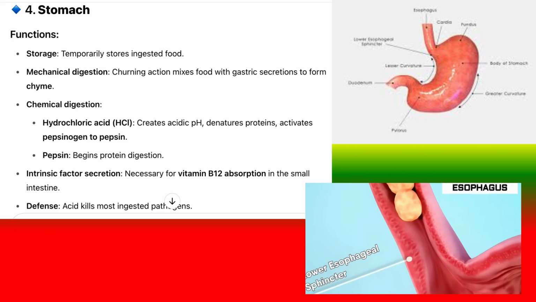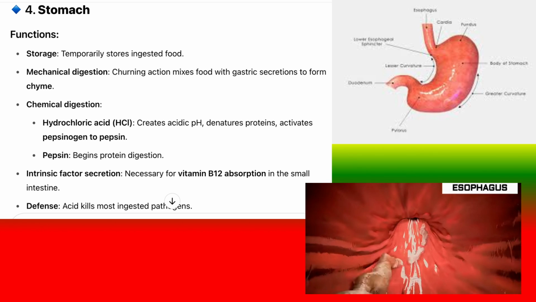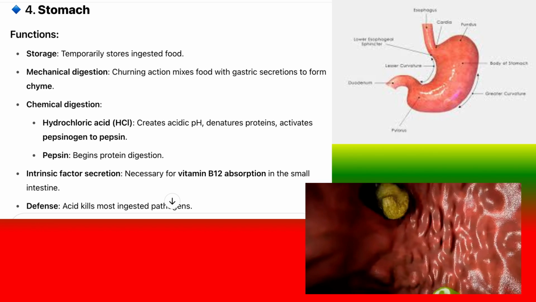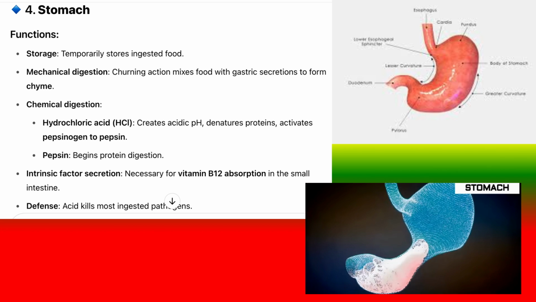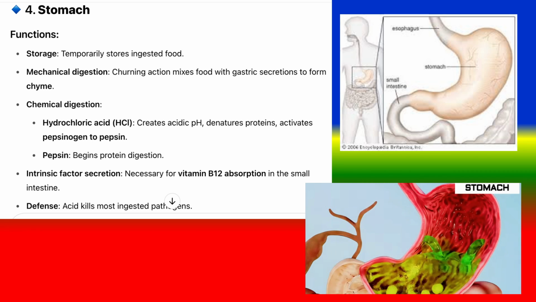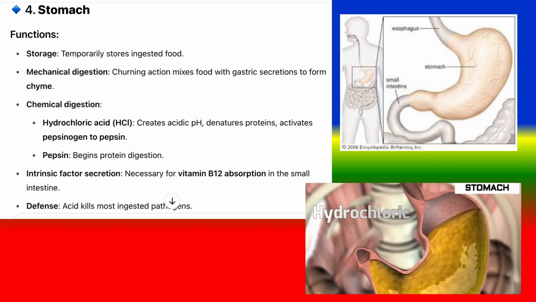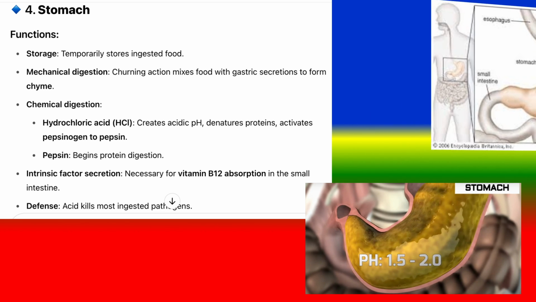Mechanical digestion: churning action mixes food with gastric secretions to form chyme. Chemical digestion: hydrochloric acid creates acidic pH, denatures proteins, activates pepsinogen to pepsin. Pepsin begins protein digestion. Intrinsic factor secretion, necessary for vitamin B12 absorption in the small intestine. Defense: acid kills most ingested pathogens.